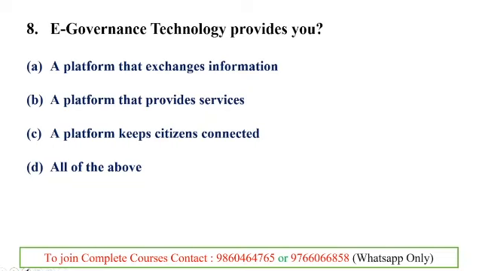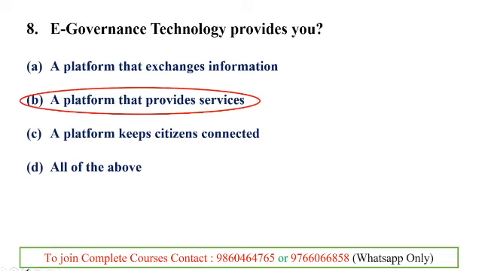And then, e-governance technology provides you: exchange information, provide service, citizen connect, all of the above. In such questions, all the options look alike, and suddenly you want to go to all of the above. But that is wrong. Here, e-governance technology provides a platform that provides services, mainly services. Clear?